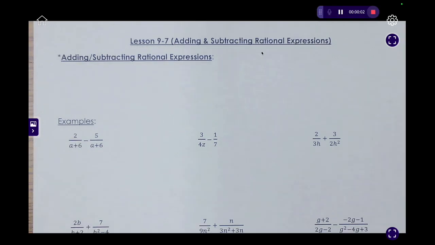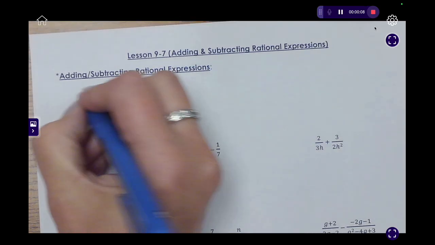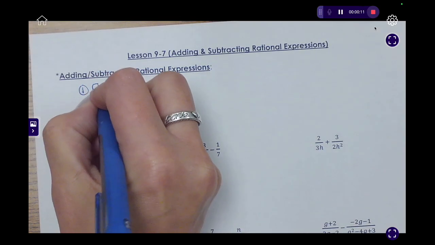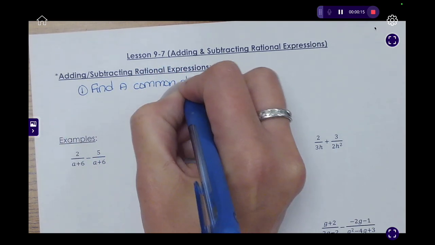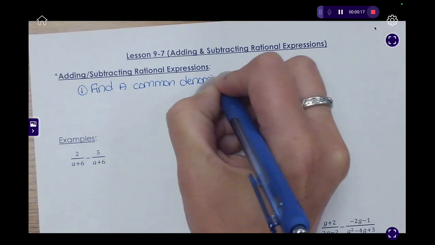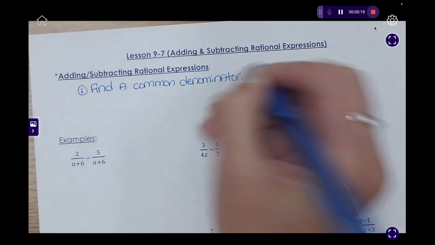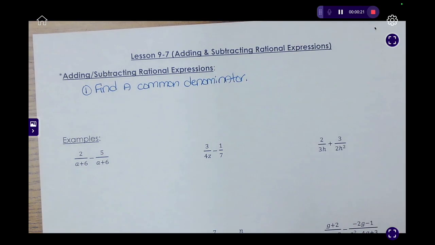We are going to be adding and subtracting rational expressions. So unlike multiplying and dividing, when we're adding and subtracting, you do have to find a common denominator. So anytime we're adding or subtracting, we have to have that denominator to be the same. Okay, so we're going to find a common denominator.